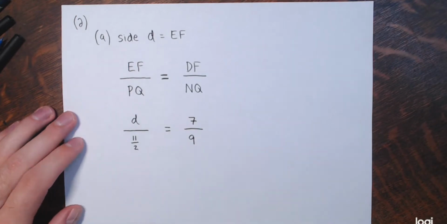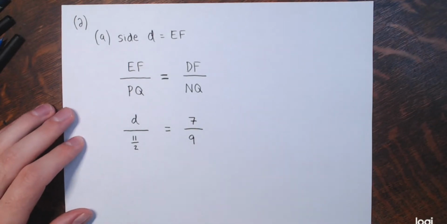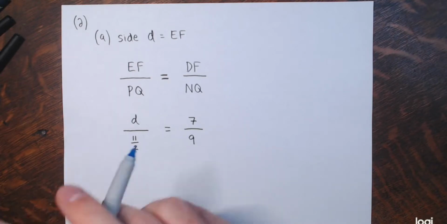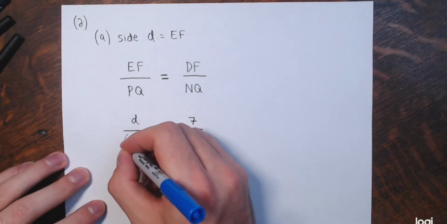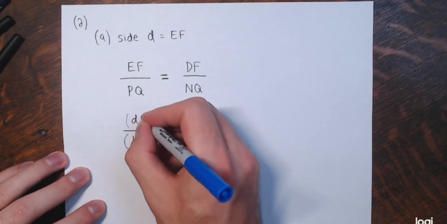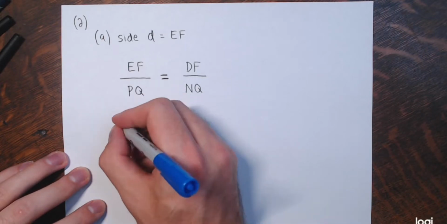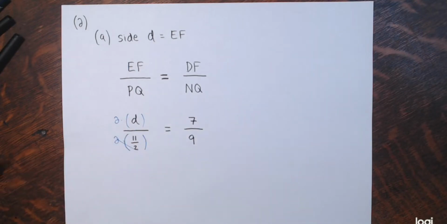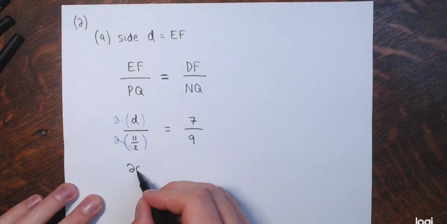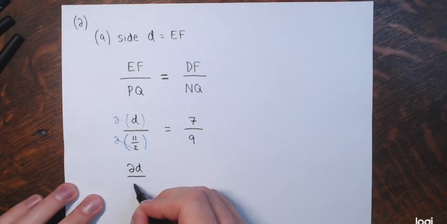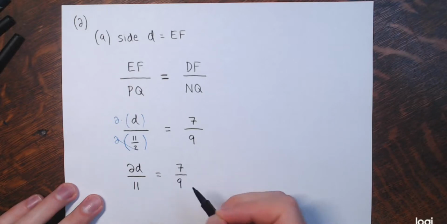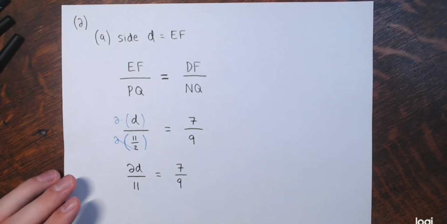Now you could just multiply both sides by 11 halves here. Nothing wrong with that. Or, if you want, this complex fraction over here we can simplify by multiplying everything above the main bar and below the main bar by 2. And that'll cancel these 2's down here, leaving me with 11. So I have 2d divided by 11 equals 7/9. Alright, and then if you want to do the LCD stuff, go ahead.